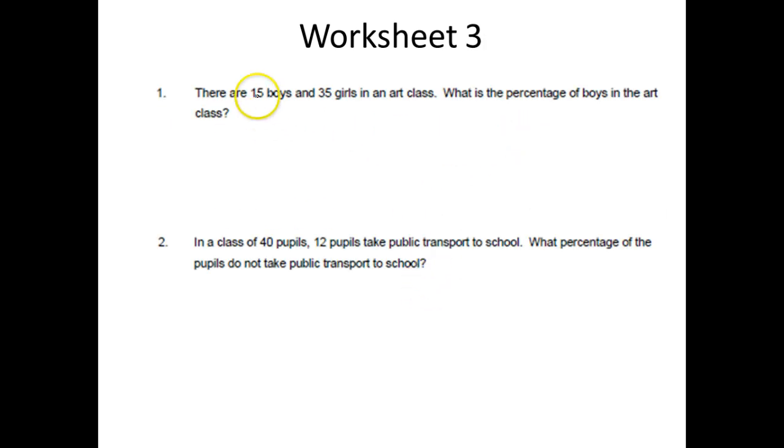Worksheet 3. There are 15 boys and 35 girls in an art class. What is the percentage of boys in the art class? So 15 boys and 35 girls, my total would be 50 pupils. Because I take 15 plus 35, I will get 50 pupils. So 50 pupils is my 100%. So my boys is 15.